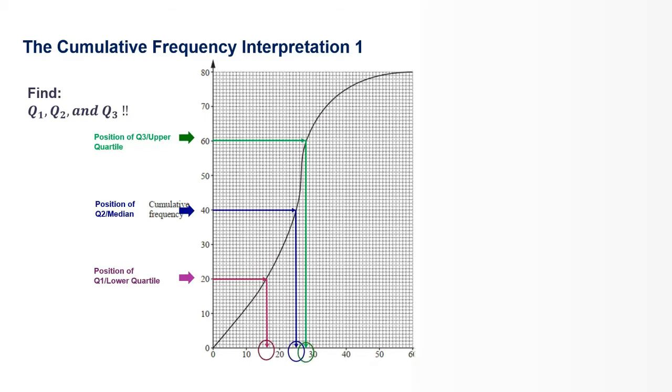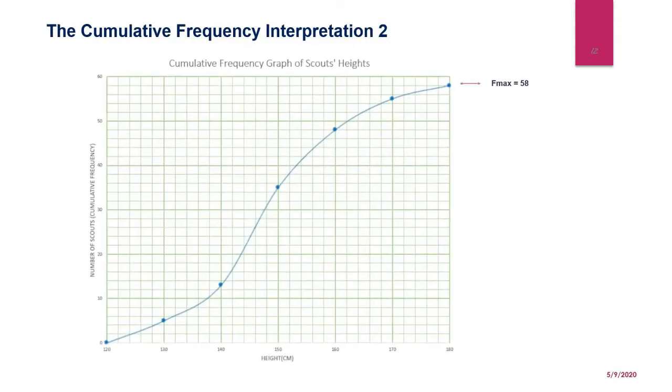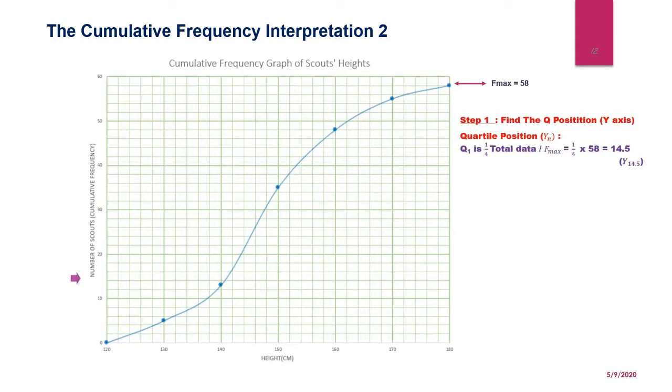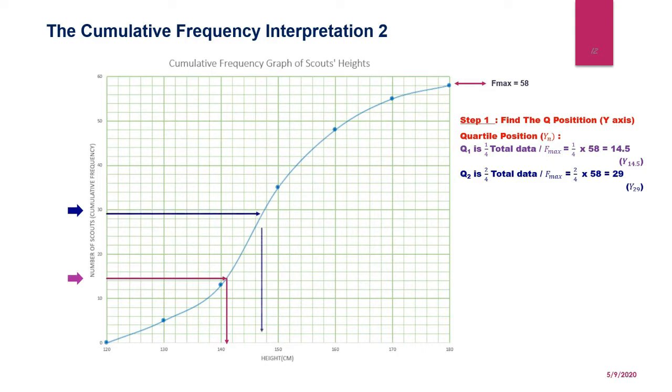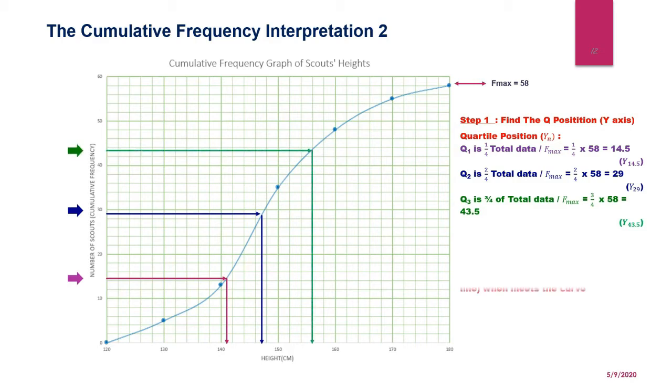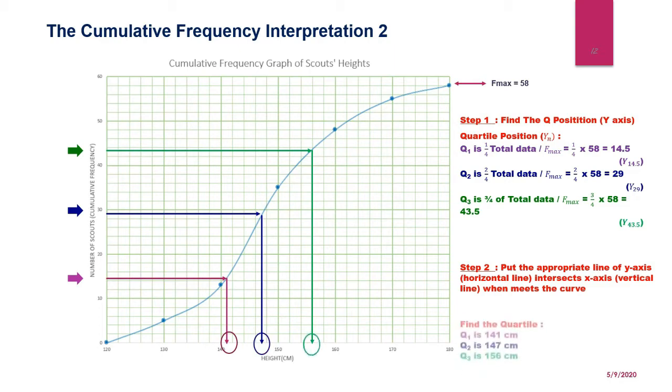Okay, good. The second, the cumulative frequency interpretation 2. F maximum is 58. Okay, step 1. Q1 is 14.5. Look at the purple one. Q2 is 29. Look at the blue color. And Q3 is 43.5. Look at the green color. When you go to the intersection, you'll find the Q1, Q2, and Q3. I think that's clear, right?